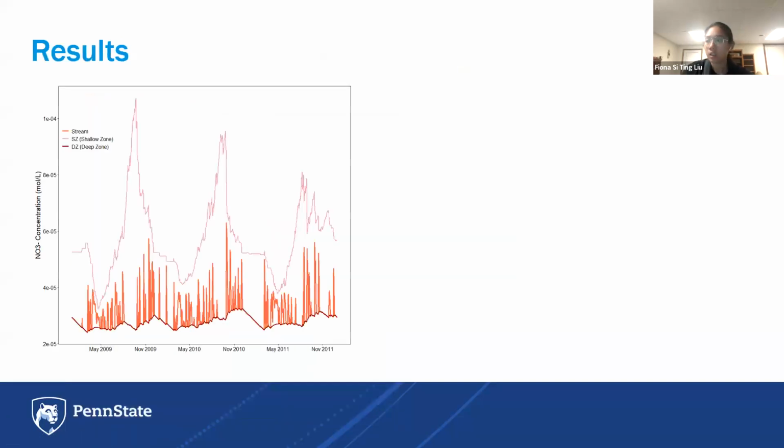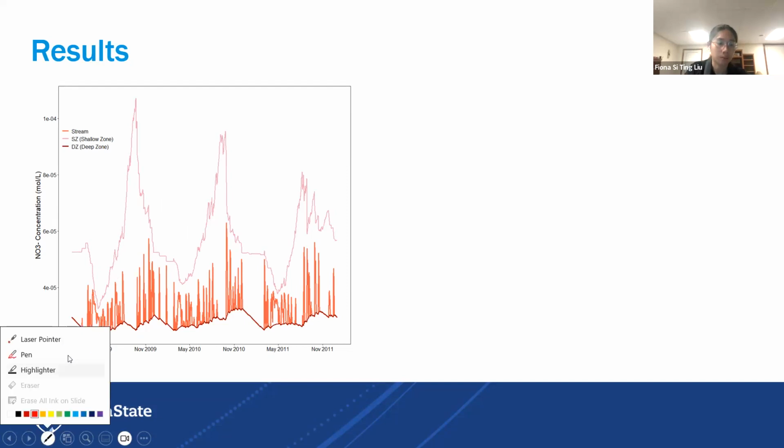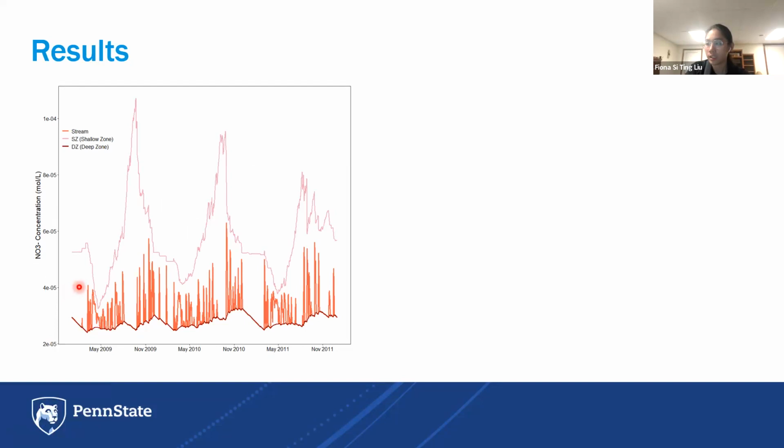Okay. So let's start by looking at the nitrate concentration in the 3 different zones. We can see that nitrate is coming mainly from the upper shallow zone with the seasonal fluctuations, and the nitrate coming from the lower, deeper zone is much lower in concentration without as much of a fluctuation. The stream nitrate concentration is then an intermediate concentration between the upper and the lower zone due to the dilution effect from discharge.